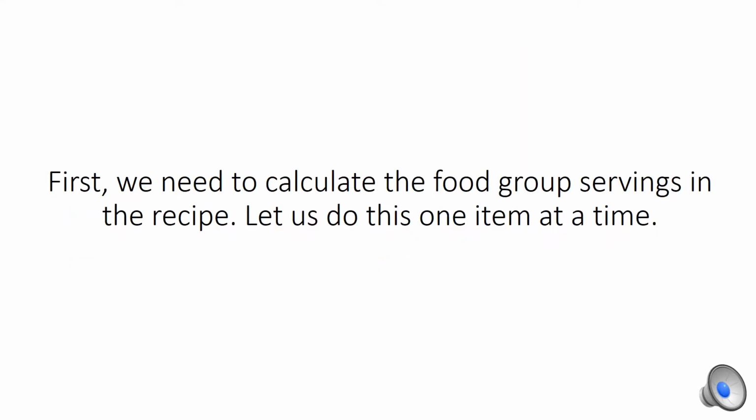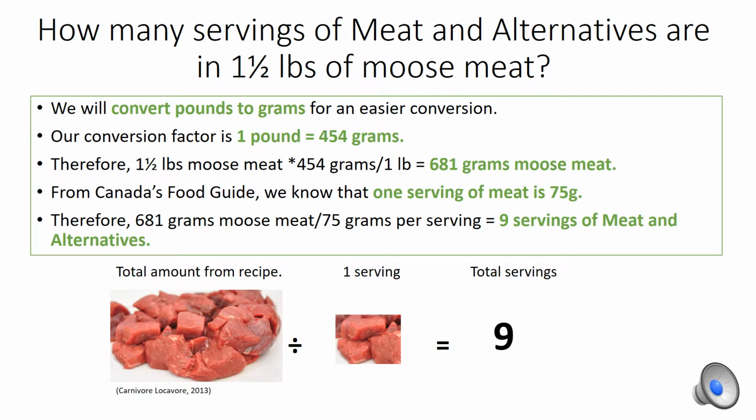First, we need to calculate the food group servings in the recipe. Let's do this 1 item at a time. How many servings of meat and alternatives are in 1.5 pounds of moose meat? First, we will convert pounds to grams for an easier conversion. Our conversion factor is that 1 pound equals 454 grams.